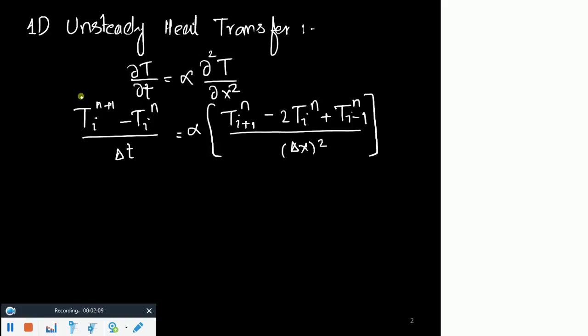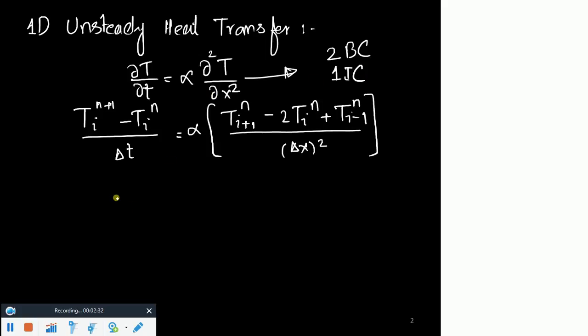Okay, so this is the unknown. This is the quantity which is to be found out, T_i^(n+1). Now all other terms, they are from nth time level. By the way, how many boundary conditions do you require to solve this problem? 2 boundary conditions, because it is second order in space. And then how many initial conditions do you require? 1 initial condition, because it is first order in time.